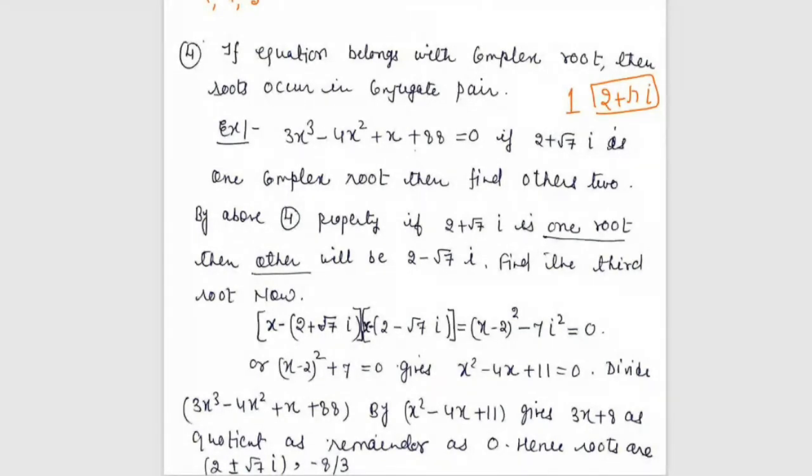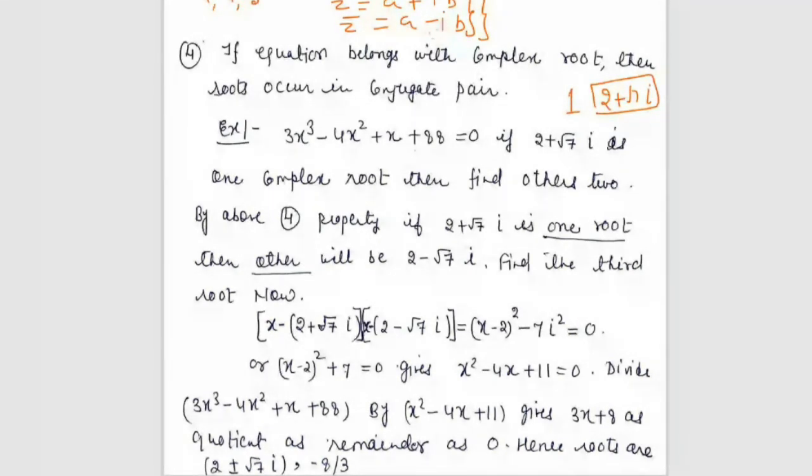Conjugate means what? If you are writing z equals a plus ib, the conjugate of this will be a minus ib. So if the positive complex root is there, surely the negative complex root will also be there, because these are conjugates of each other. In this way, if an equation has a complex root, the conjugate will also be there. It is necessary.